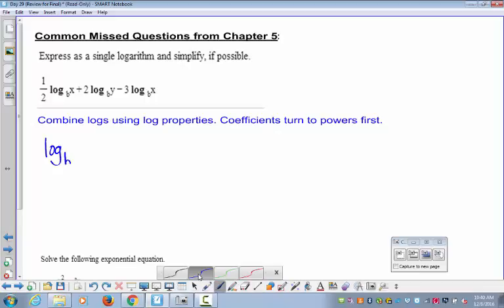So this first one is going to be log base b of x to the 1/2 power. The second one becomes log base b of y to the 2nd power. And the third one, what we typically do is leave the minus out in front and just move the numerical piece up. So we have minus log base b of x cubed.